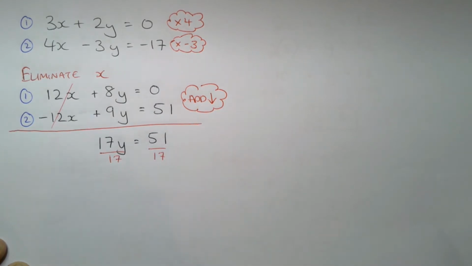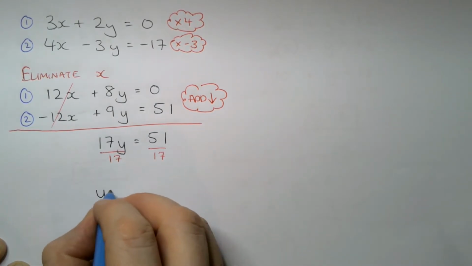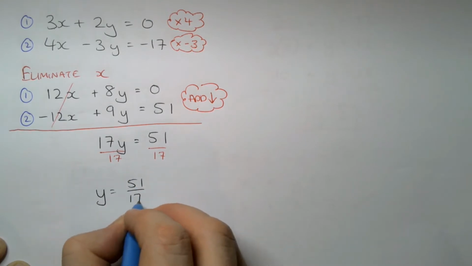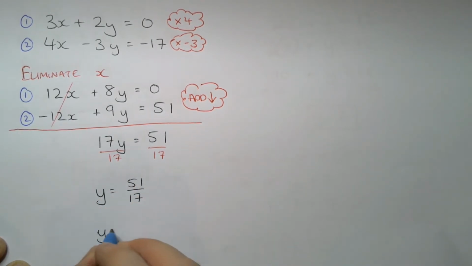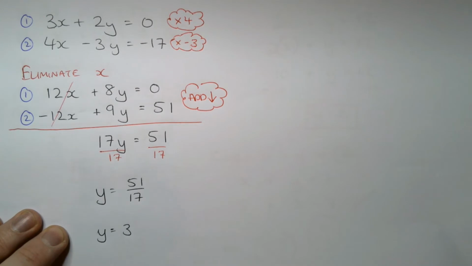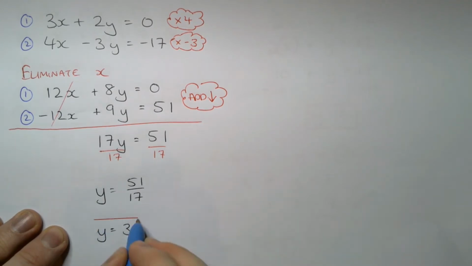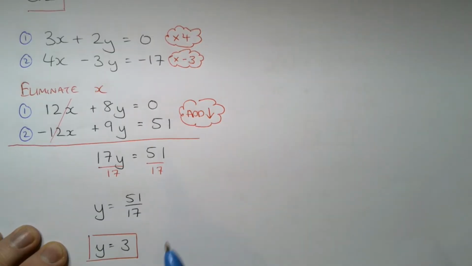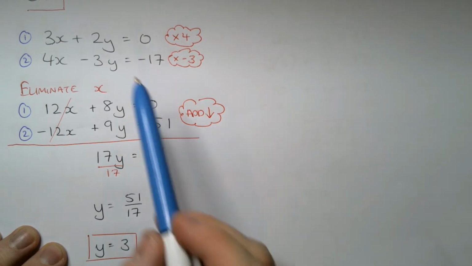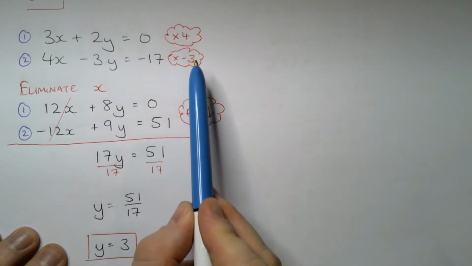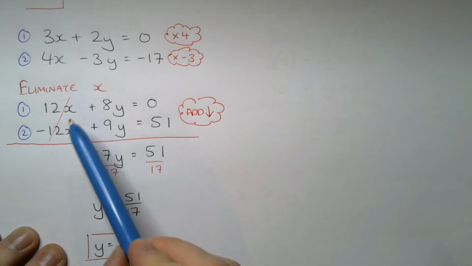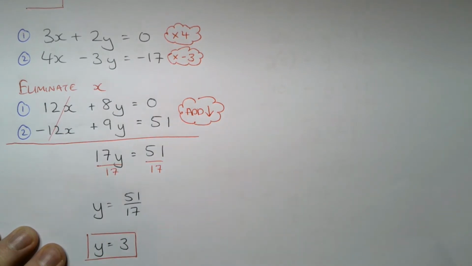So I get y is 51 over 17. And if I plug that in my calculator, or just do the maths, I'm going to figure out that y is 3. Okay, so how has this been more challenging than the first one? Well, we've had to multiply both lines by a number, find a number they both go into, and then do the exact same stuff as before.